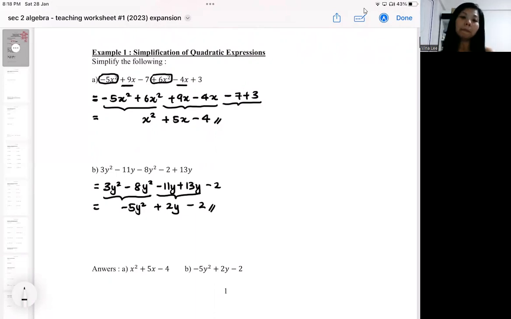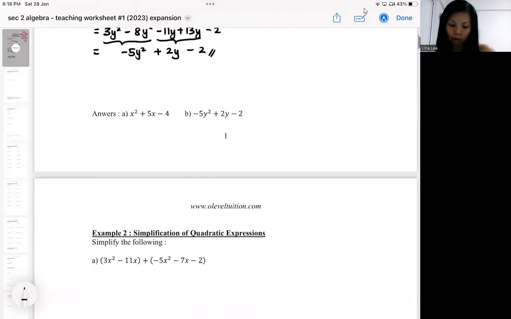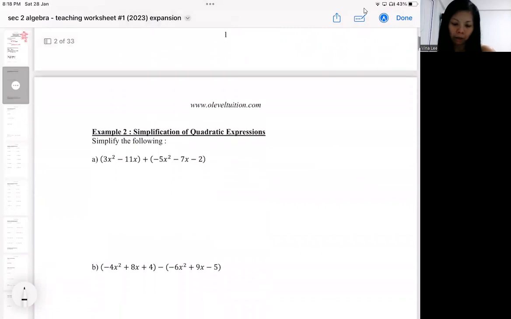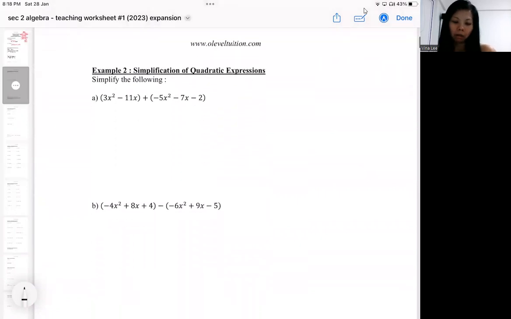Okay, so that's quite easy. As long as you don't make careless mistakes, the simplification part is actually quite easy. The next part is still simplification, but then it comes with brackets. So when it comes with brackets, you make sure you expand out the bracket. You've got to open up the bracket.